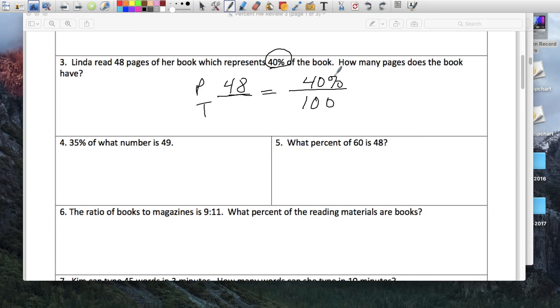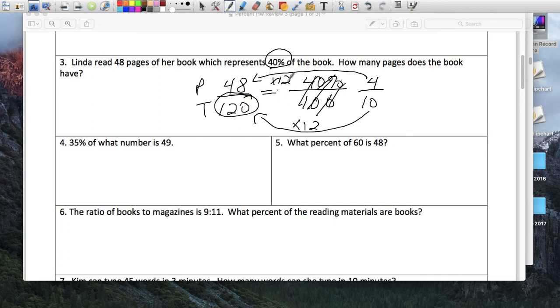No, but let's simplify it. Let's divide this by 10. If I divide 40 by 10, that is 4. If I divide 100 by 10, I get 10. So I'm no longer going to use this, but I'm going to use this reduced ratio. Now there's a relationship, is there? How does 4 become 48? Times 12. So here, how does a 10 become this unknown value? It's going to be times 12. And 10 times 12 is going to be 120. So how many pages does this book have? 120.